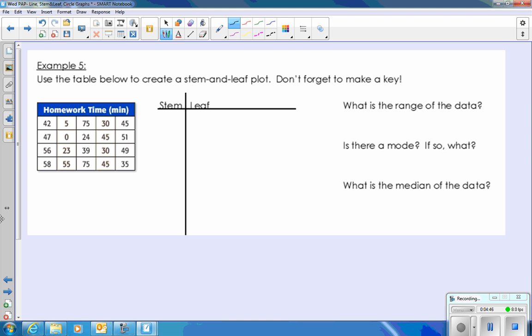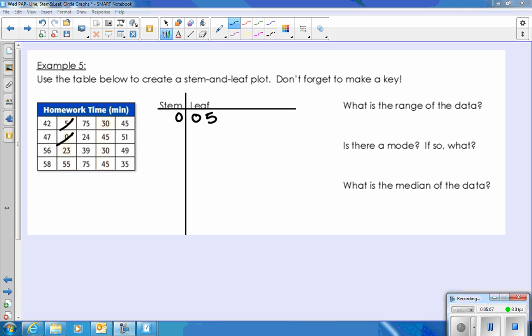So we're going to create our own here. Notice we have a 0. So that's going to go first. And I'm going to say my stem is that, and my leaf is 0. So this represents 0. I'm looking for other single digits. I have a 5. Now I'm moving on to my other ones.